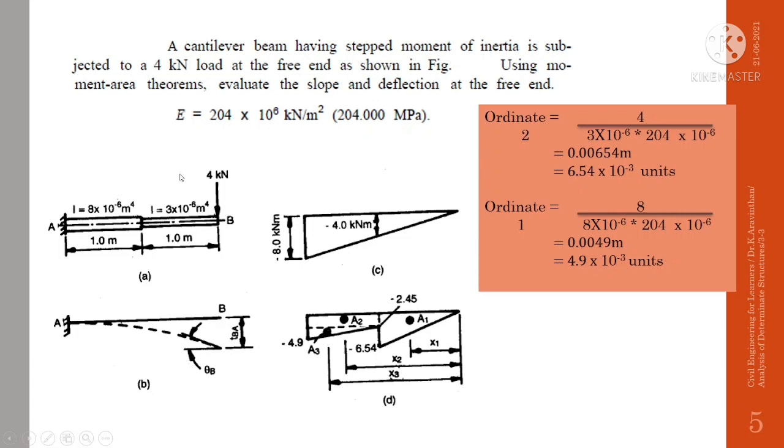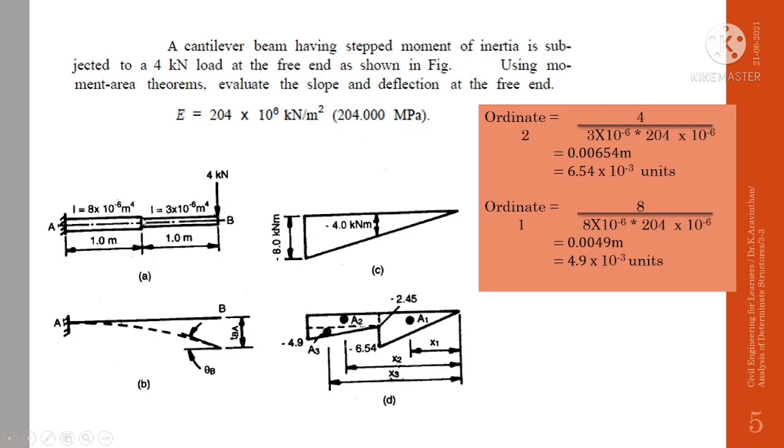Okay. So in order to solve these problems, first what we will do is we will use theorem 1, that is area by EI as the slope, area into centroidal distance by EI as the deflection. Okay. So for that we will find the bending moment diagram. So let us find the same bending moment diagram here.